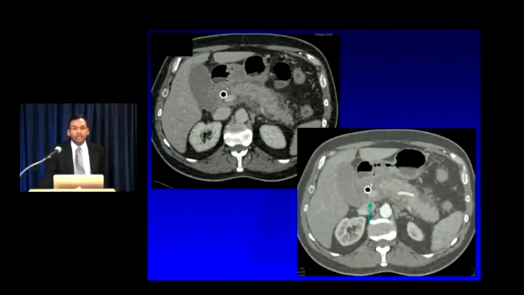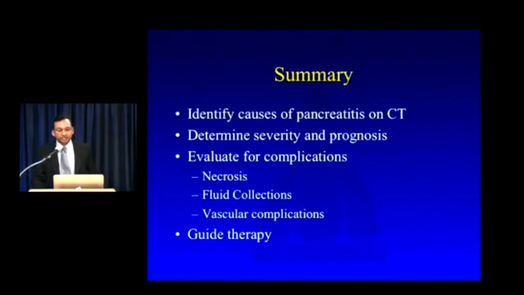This patient has pancreatitis, no doubt. The pancreas is enlarged, it's edematous, there's surrounding stranding and edema. But notice that the common duct is obstructed, there's a pancreatic duct stent, and if you look carefully, there's actually an obstructing mass at the level of the pancreatic head. So always at least consider the possibility there could be an underlying mass.